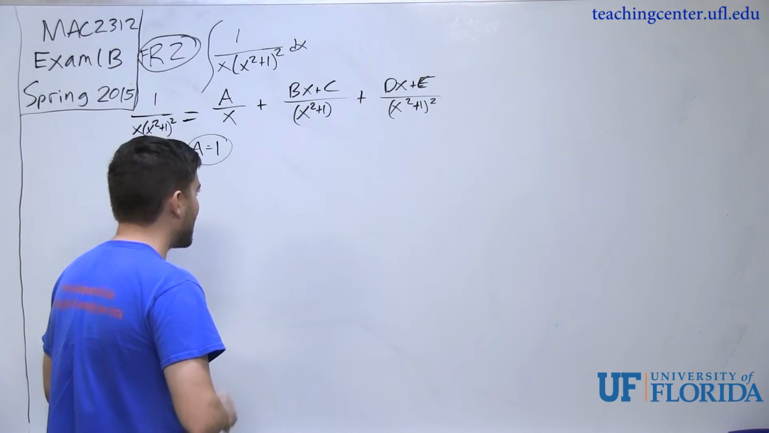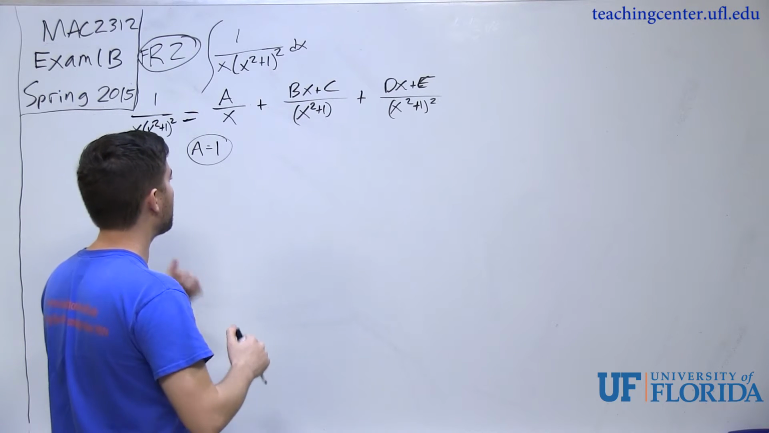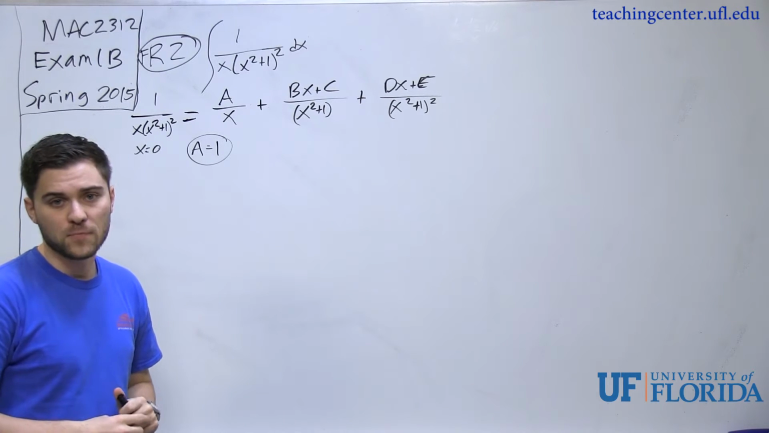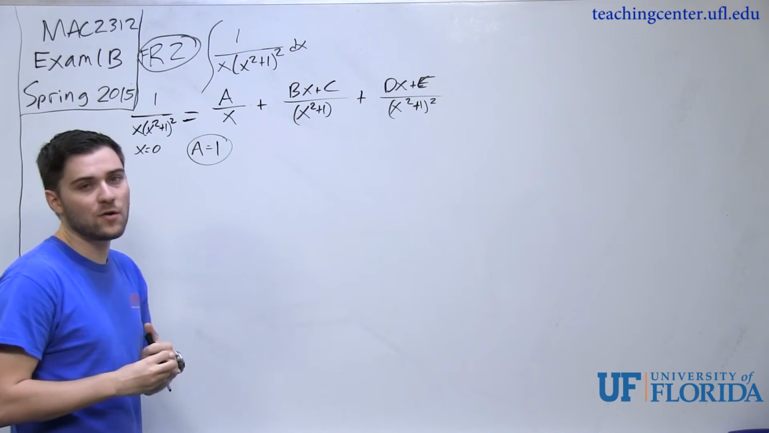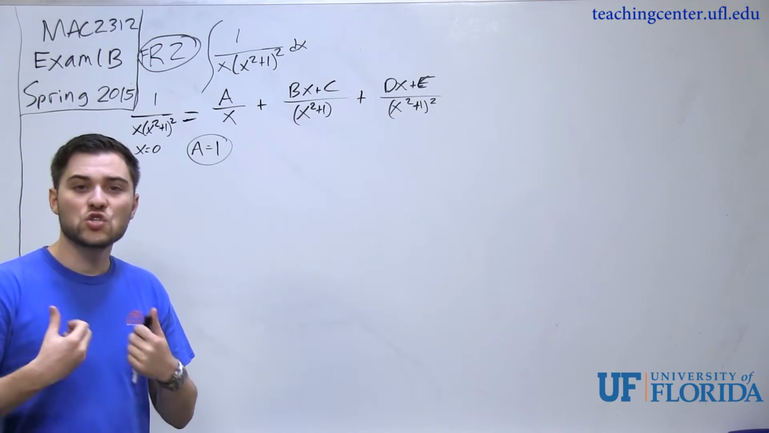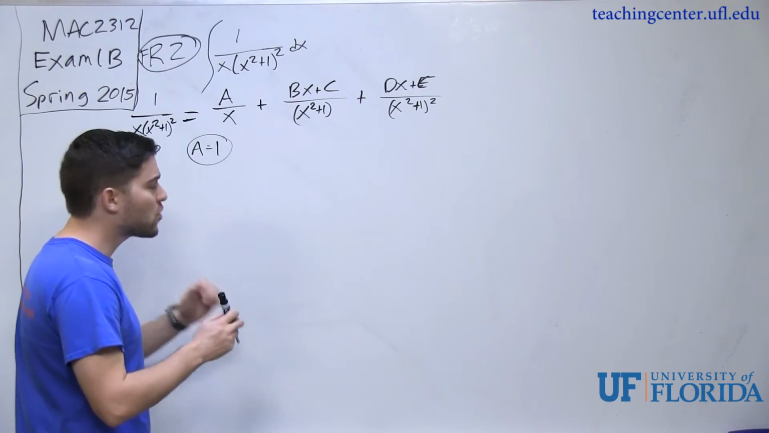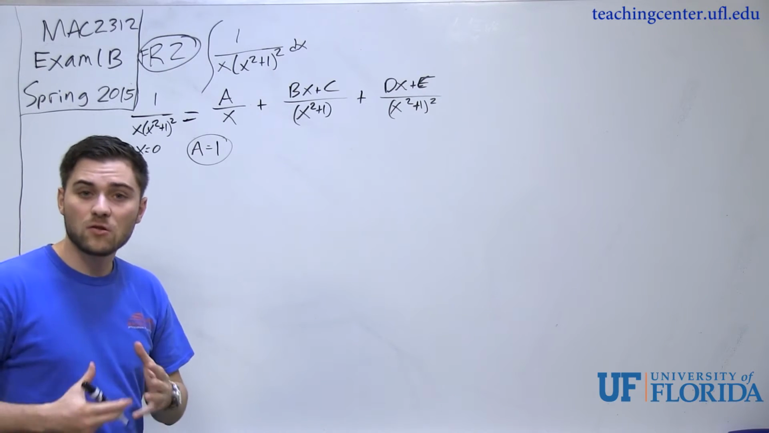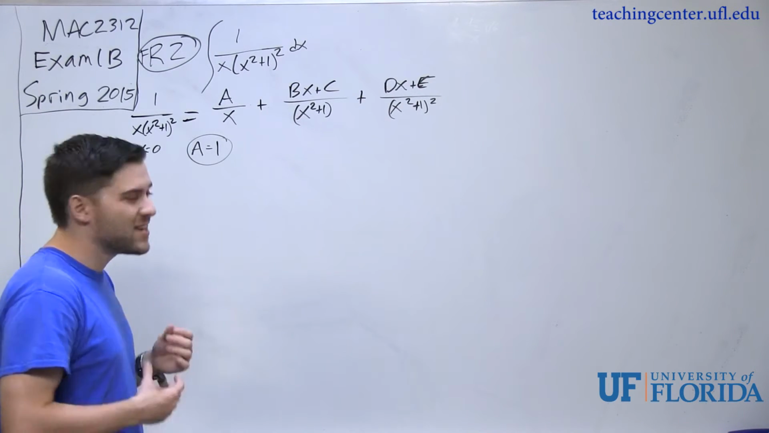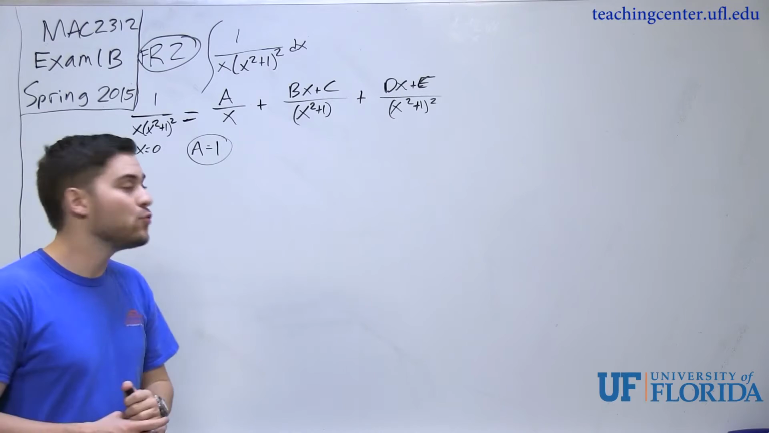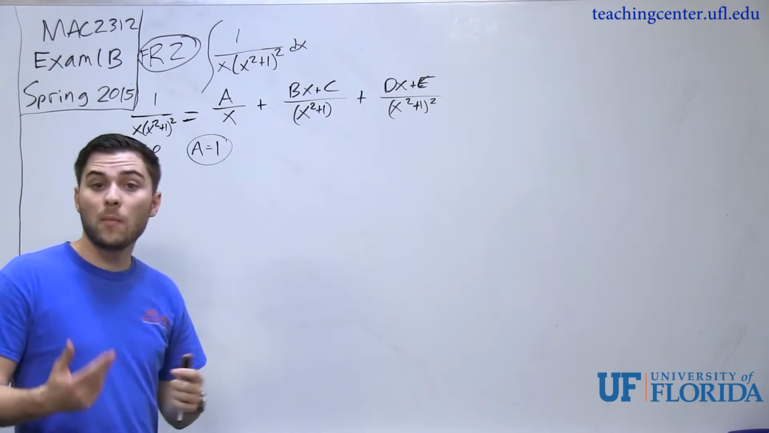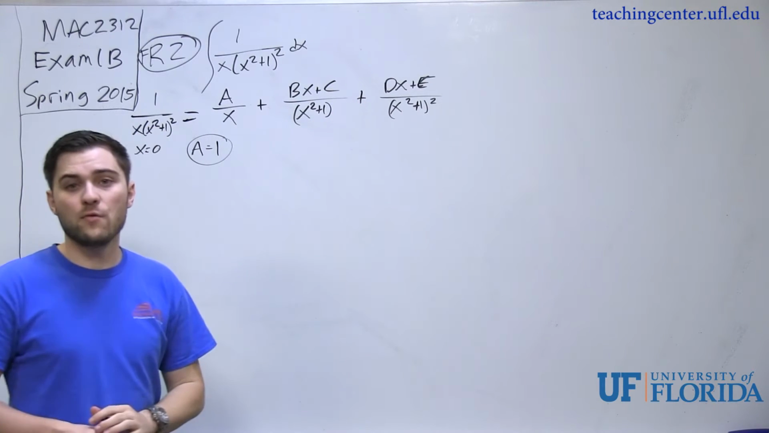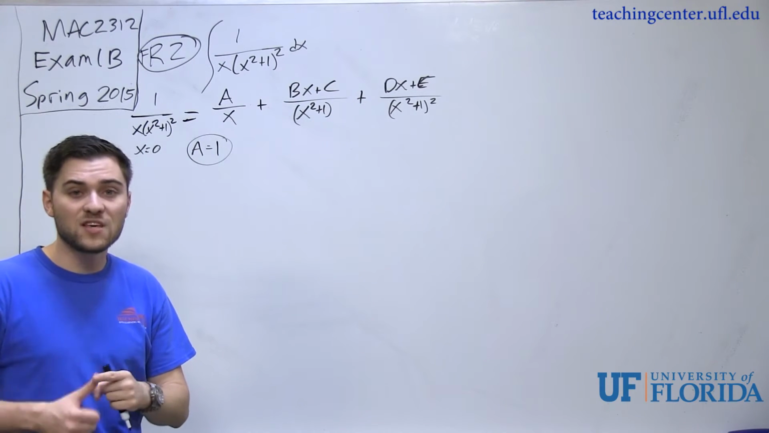Now, I need to make a choice. I have B, C, D, and E, and I need to solve for all of them to get a final answer. So I'm going to write out my system of equations, solve them, and figure out what B through E are. The fact that we already know A helps us a little bit, but it is still going to be some work. You could also just plug in a bunch of different x values to try to get it. But keep in mind, there are 4 unknowns in this case, so you need at least 4 equations.